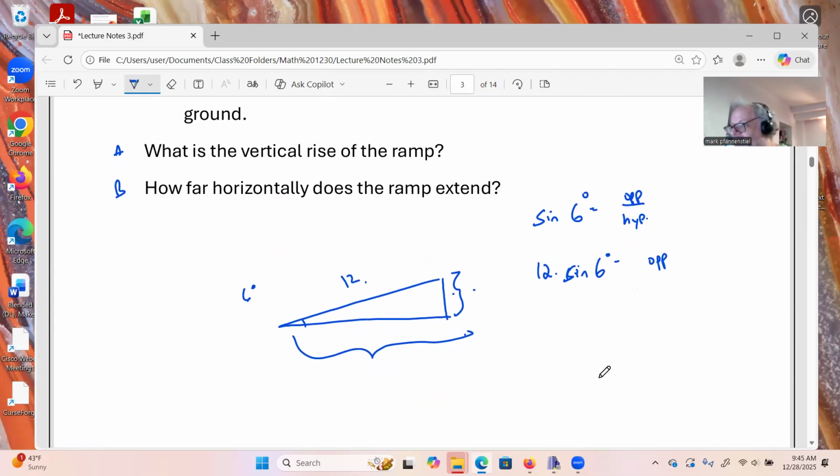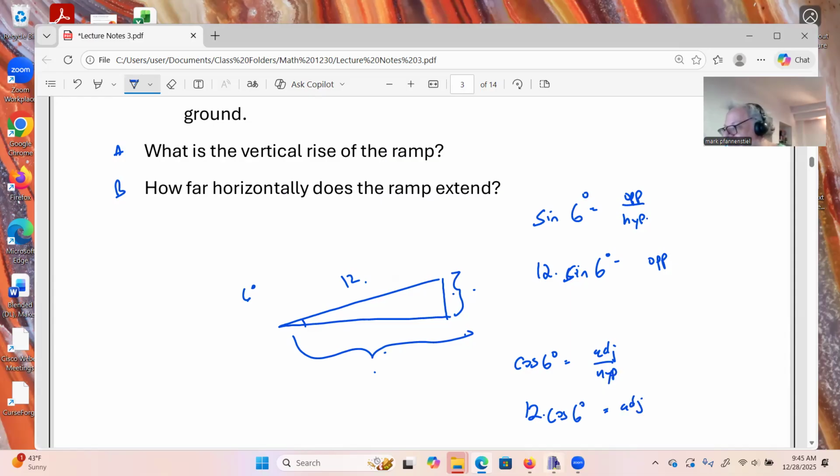I'm going to go ahead and do part B as well right now. Before I calculate this, for the length of this thing, the horizontal value, that's going to be cosine because that's the adjacent side. So we're going to say cosine of 6 degrees is equal to the adjacent over the hypotenuse. Same kind of arithmetic. So we have 12 times cosine of 6 degrees is equal to my adjacent.